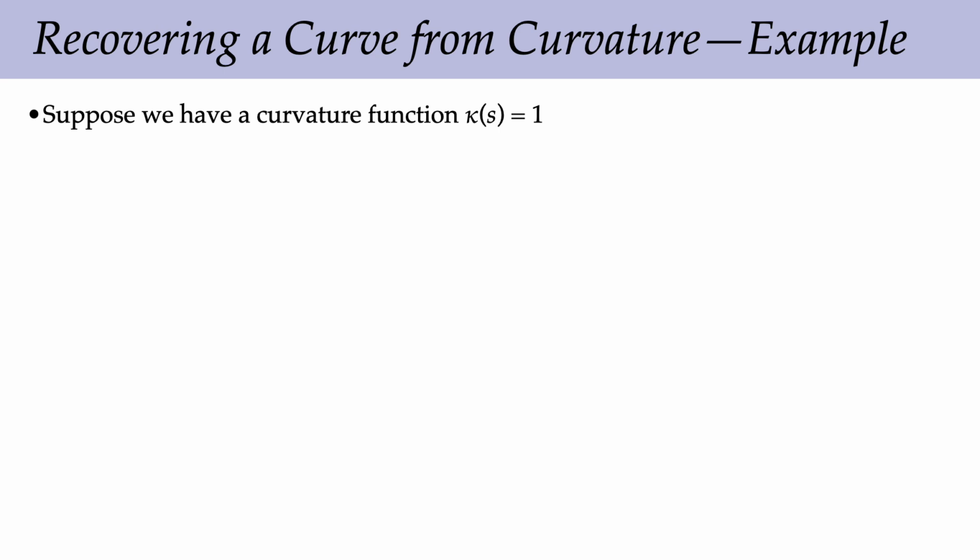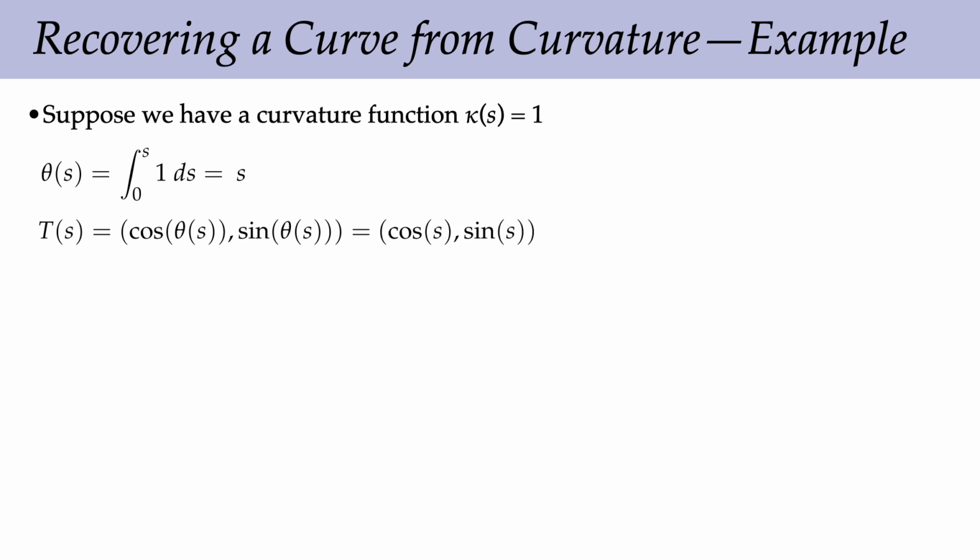Okay, and maybe you already know what this is going to be, but let's go ahead and do the calculation. So the angle theta at any point s is, I integrate from 0 to s the curvature, which in this case is just 1. That gives me s, right? So the angle at s is equal to s. The unit tangent at s is then cosine of theta of s, sine of theta of s. Well, those are just both equal to s, so we have cosine s, sine s. Okay? And so then gamma is the integral of the tangent from 0 to s, which is the integral of cosine t, sine t, dt.